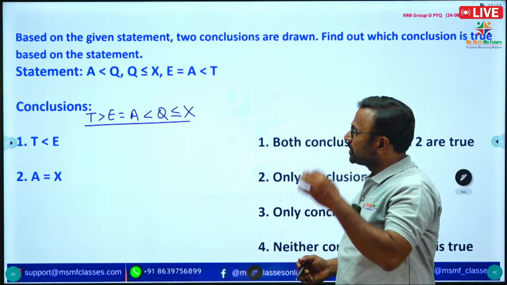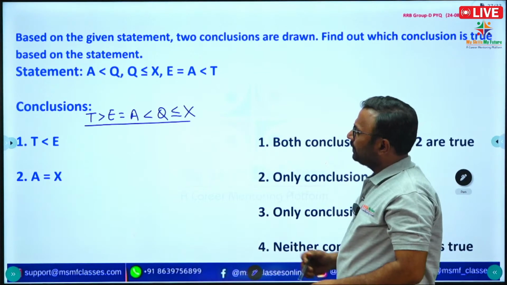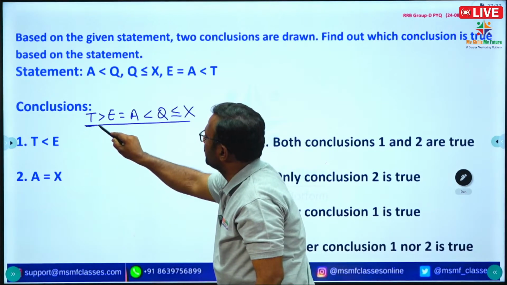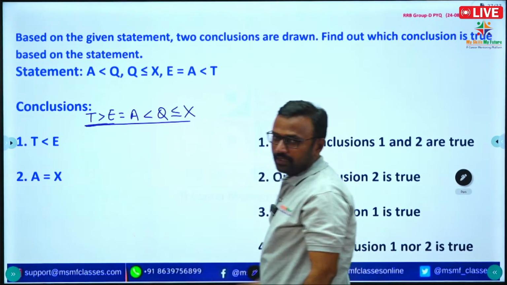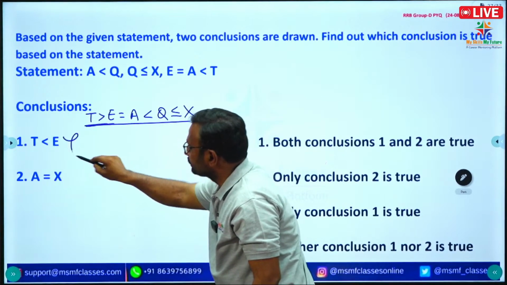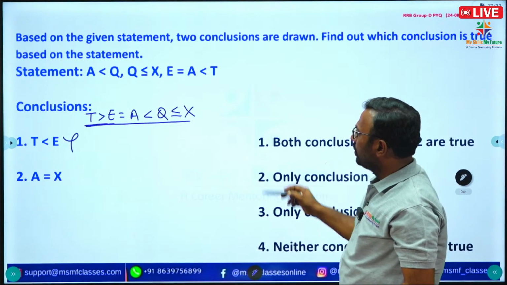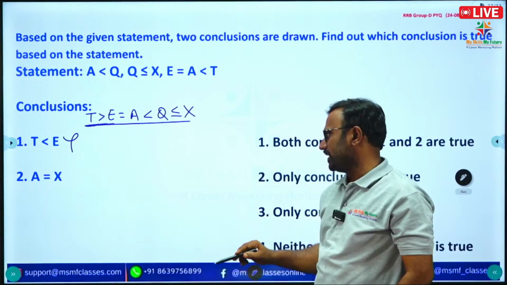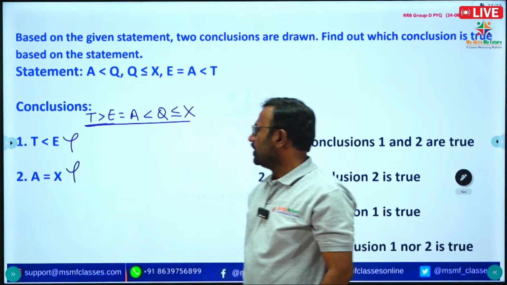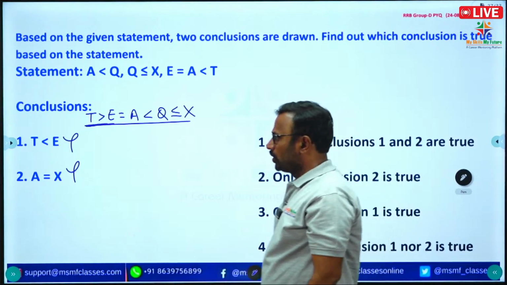See the conclusions. Conclusion 1: T less than E. By seeing it, we can say T is greater than E. This is not correct. And see the second conclusion: A less than X. This is also wrong. So both 1 and 2 are false.